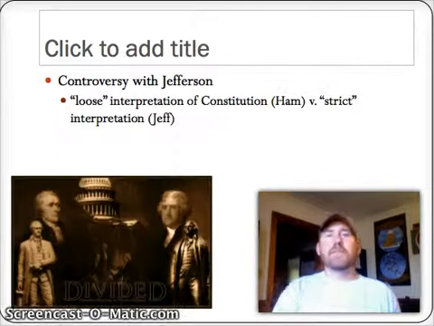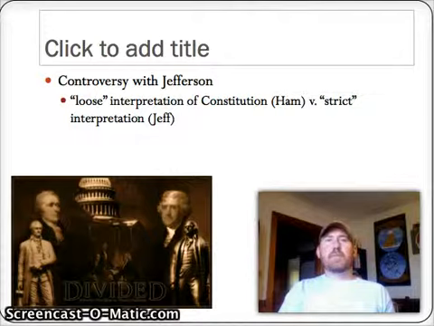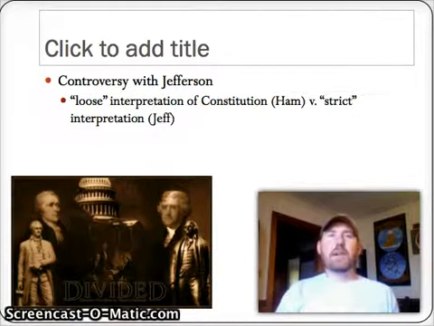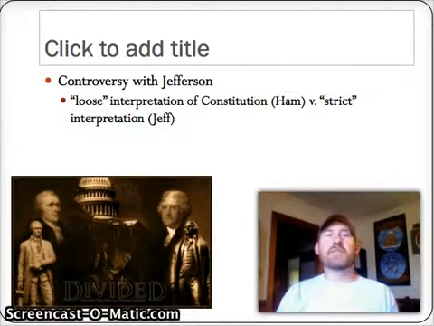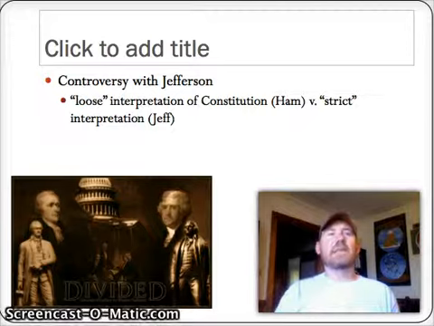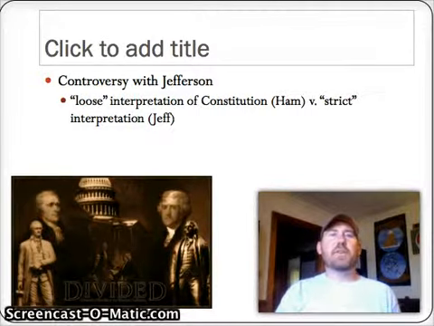Still going along the lines of the Hamilton versus Jefferson controversy, debate, whatever you want to call it, what it all boils down to, guys, is the fact that they looked at the Constitution completely differently. Okay, I'll do Hamilton first. Hamilton believed in a very loose interpretation of the Constitution.